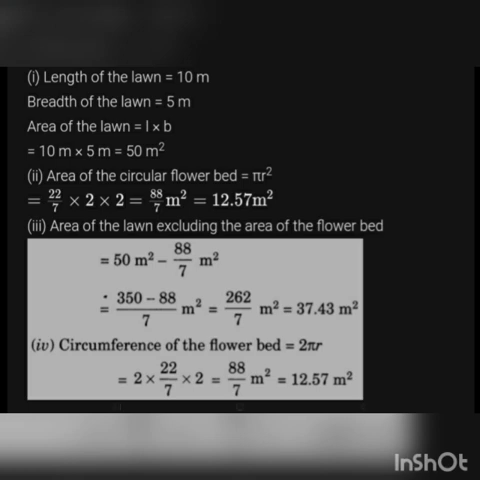What all things we discussed in this chapter? We first discussed the perimeter and area of rectangle, square. Then we studied the area of triangle and parallelogram. Then we studied the circumference and area of circles, and we solved many problems regarding this concept. So that's all from this chapter, perimeter and area.